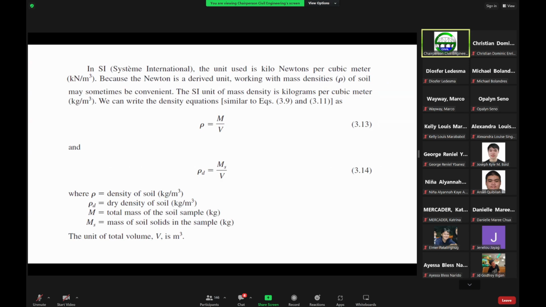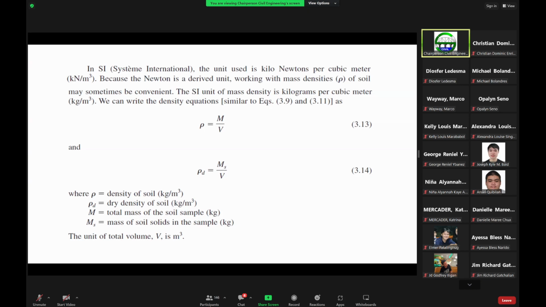Now, in the SI system, or System International, the unit used for the unit weight is kilonewtons per cubic meter, where 1 Newton is equal to 1 kilogram times meter per second squared. That's a unit of force, where force is equal to mass times the acceleration due to gravity.